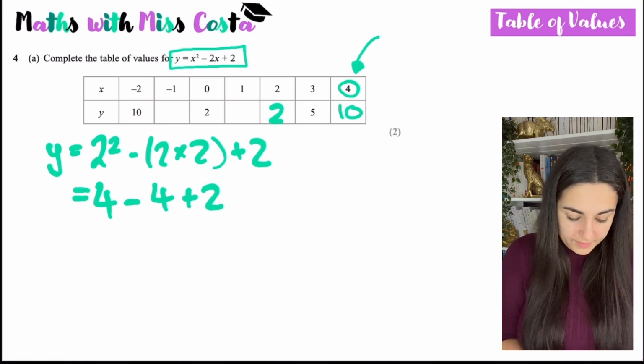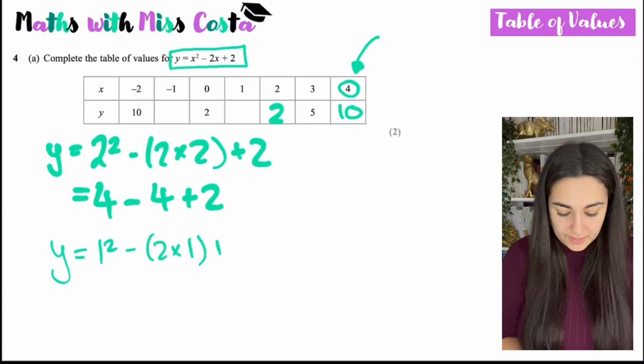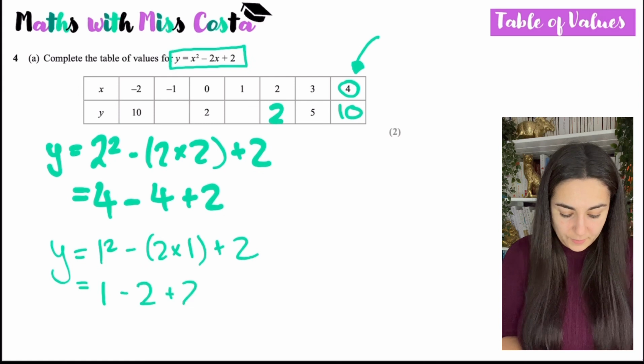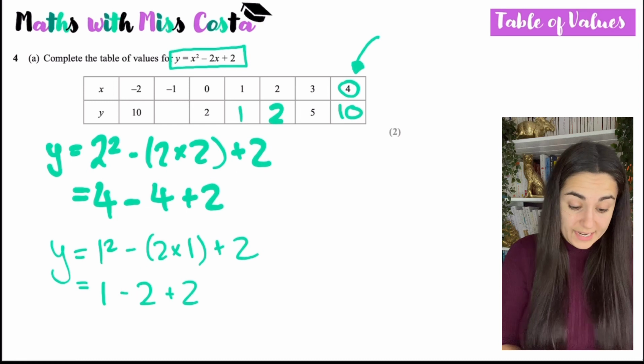Then we've got 1. So y would be 1 squared, take away 2 times 1 plus 2. 1 squared is 1, 2 times 1 is 2 plus 2. So that would just leave you with 1. And then we've got negative 1.